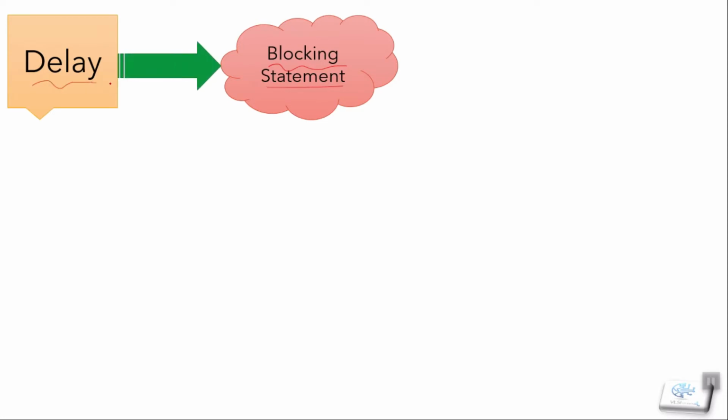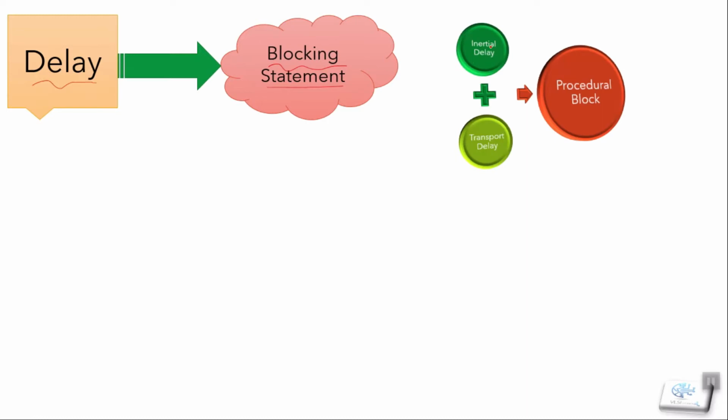Let's get started with the effect of delay on our blocking assignment statement. Suppose there is a delay in our blocking statement. Delay is generally defined in two main types, the inertial delay and the transport delay. First, understand what an inertial delay is. The basic meaning of inertial delay is that if some glitch happens, it will simply not propagate to the output. Let's understand it with an example.